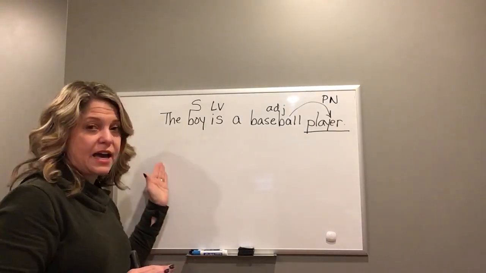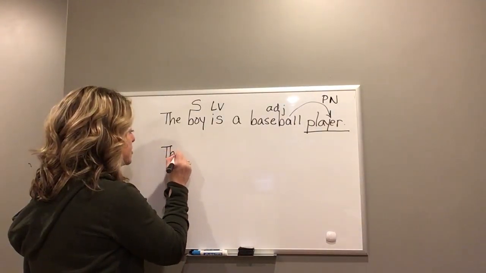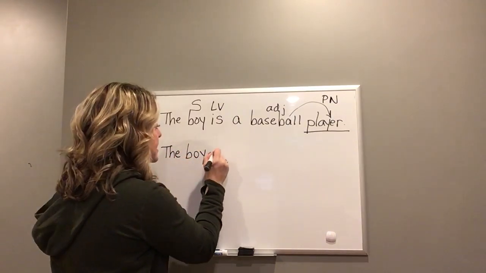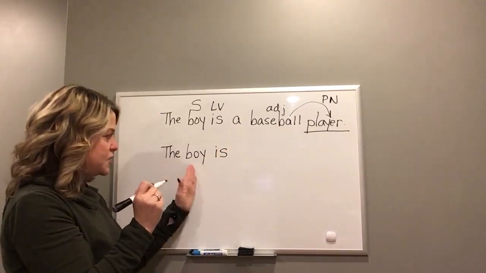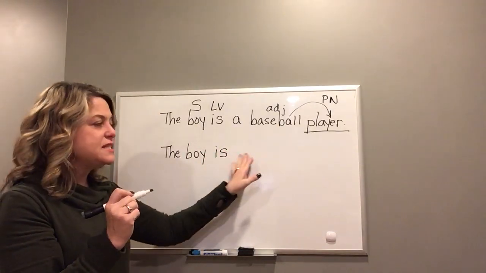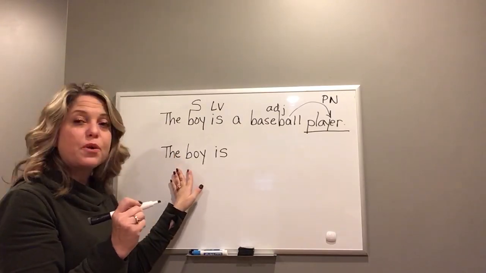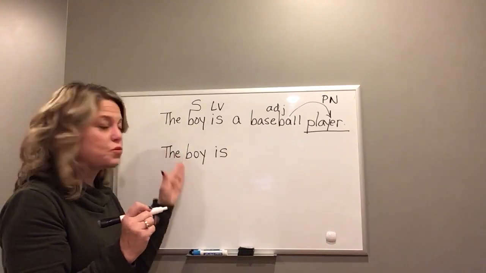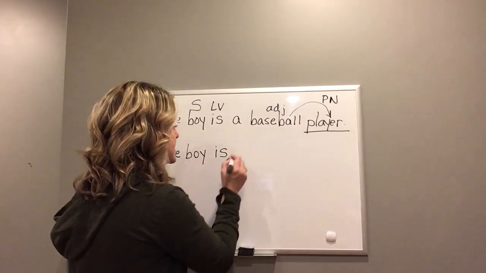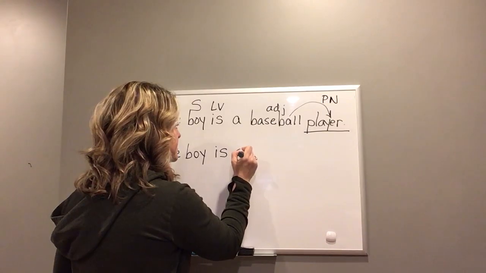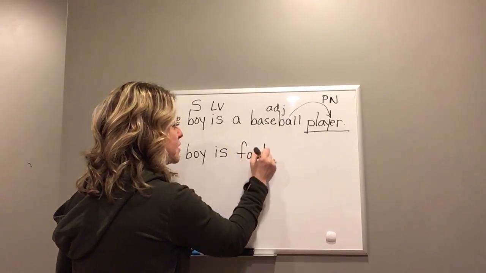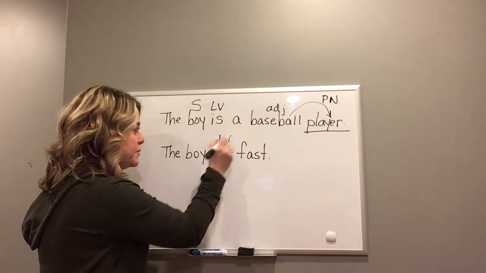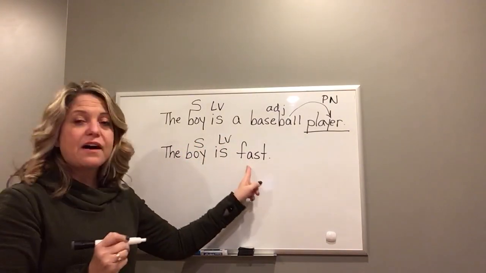Now, if we have a sentence with, I'll just use the same subject and the same verb. The boy is, okay? And we have a subject, we have a linking verb, and now instead of a noun that renames the boy, I'm going to choose a describing word or an adjective that describes the boy. So the boy is fast. Maybe he's a fast base runner, okay? The boy is fast. We have our linking verb, we have our subject, and now we have an adjective.